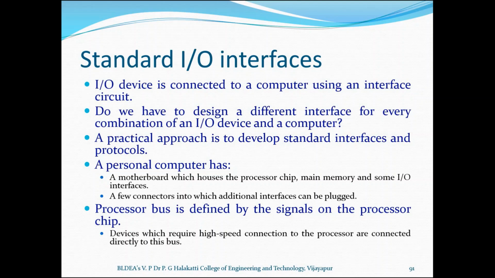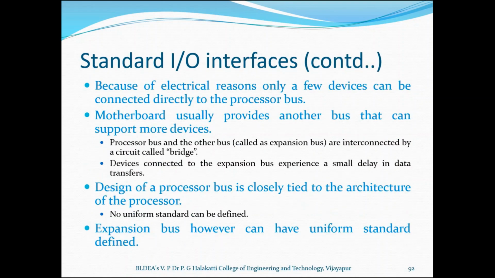The general block diagram of a computer system, which we have already studied, consists of a typical personal computer. It has a printed circuit board which is called a motherboard. The processor, main memory modules, and some input output interfaces are housed on the motherboard. The motherboard also has a few connectors. Now additional interface boards can be plugged into these connectors.